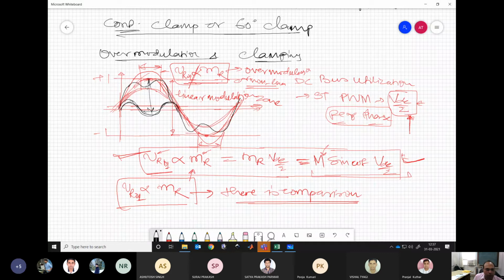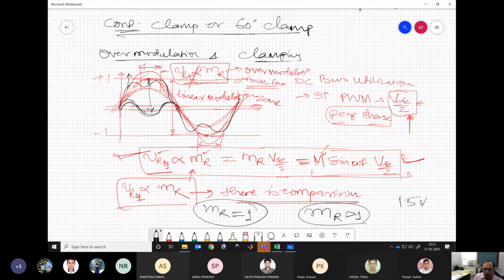Now the peak is not near this boundary, so we can increase some more MR. MR, which was bound to 1, can now be a little more than 1. In fact, 15% more.